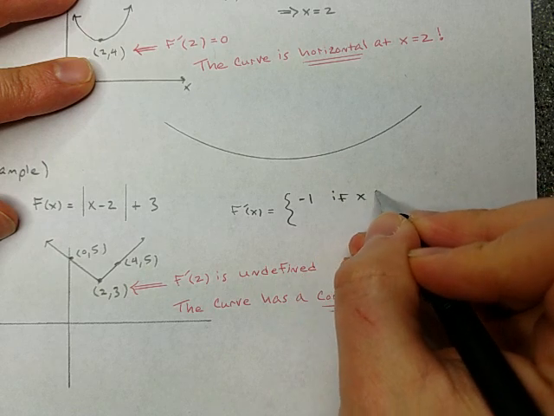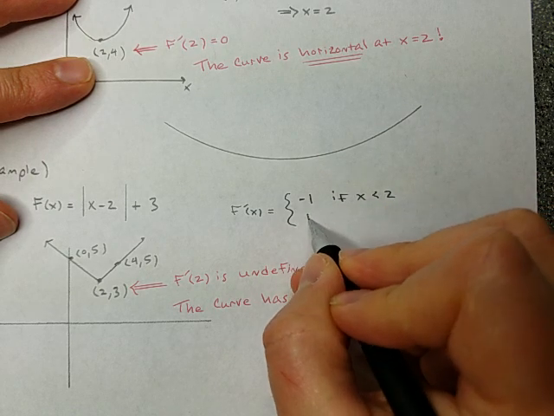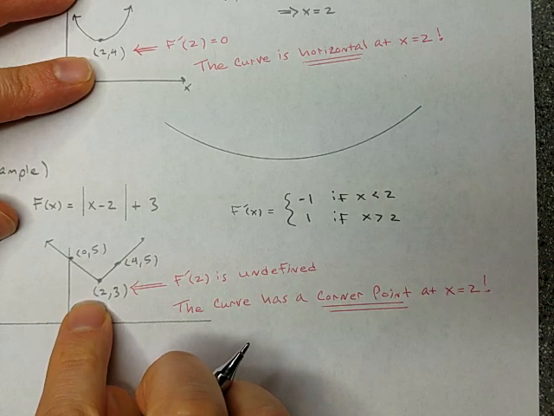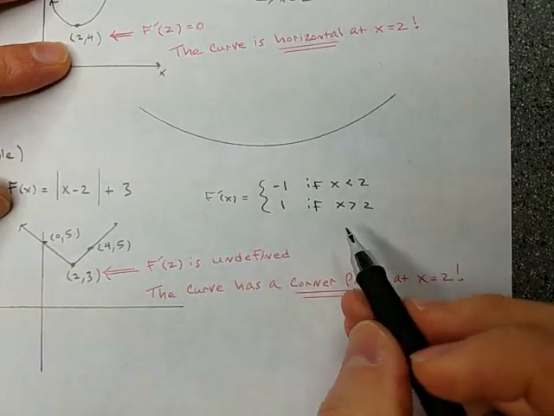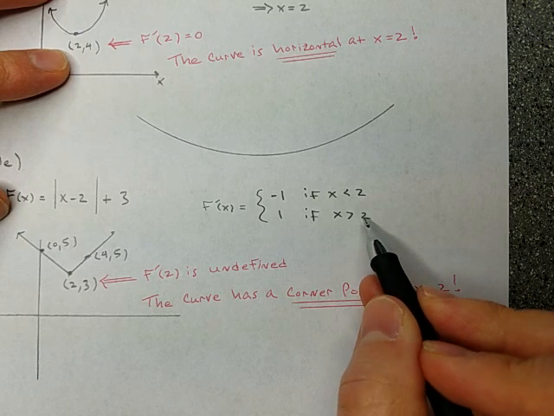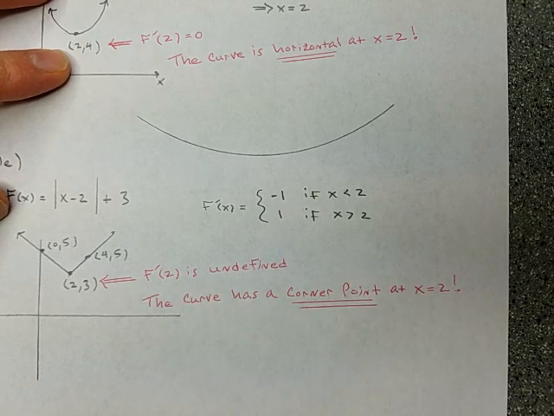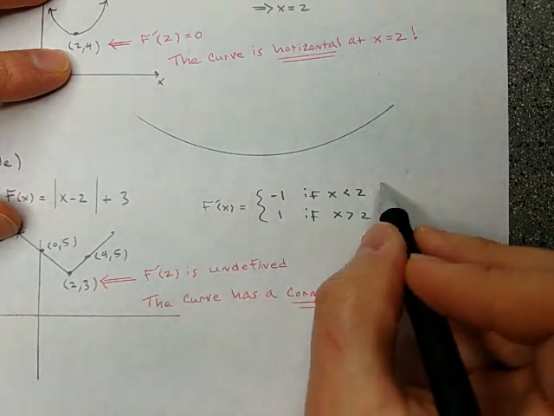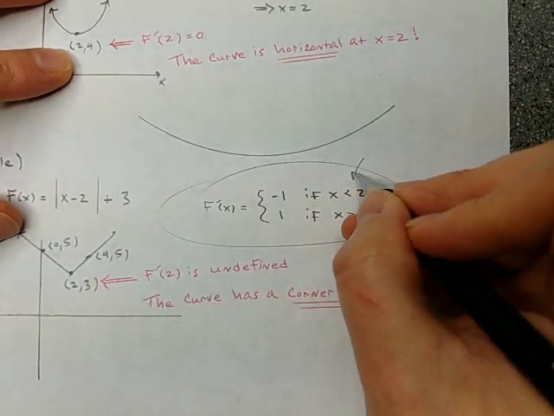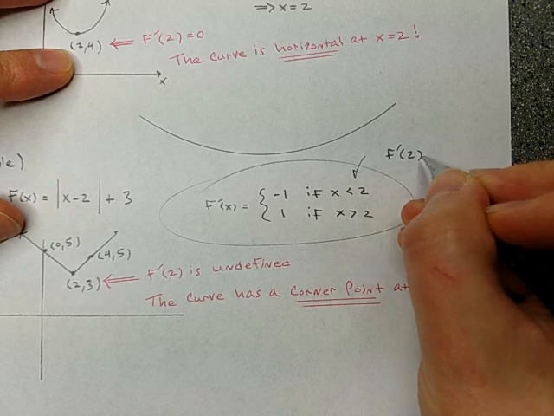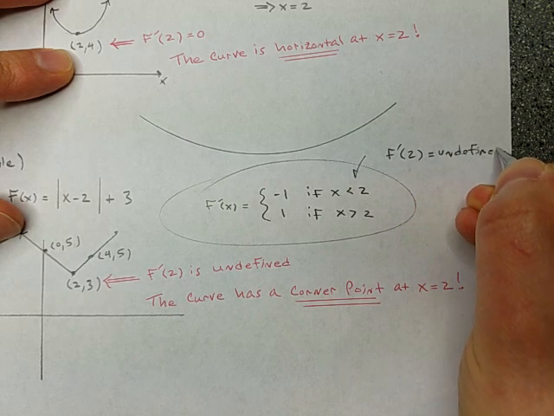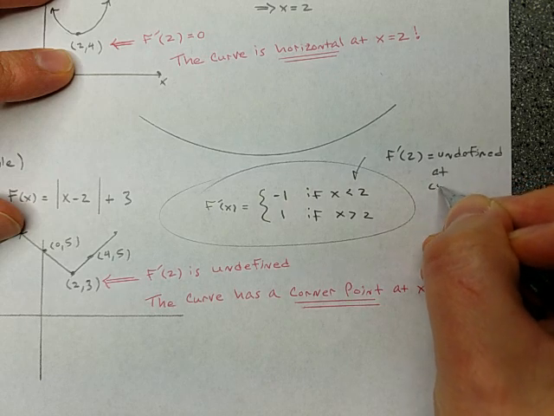If x is less than 2, and it's going to be 1 if x is greater than 2. 1 is the slope of this. Why did I leave 2 out? Well, because it's undefined at 2, because there's a corner point. All right, so there's your derivative. F prime of 2, though, has to be undefined at the corner.